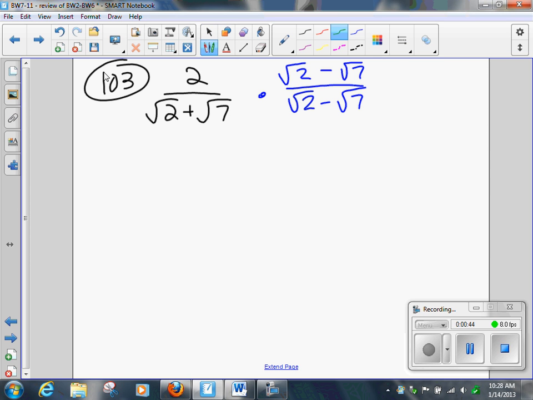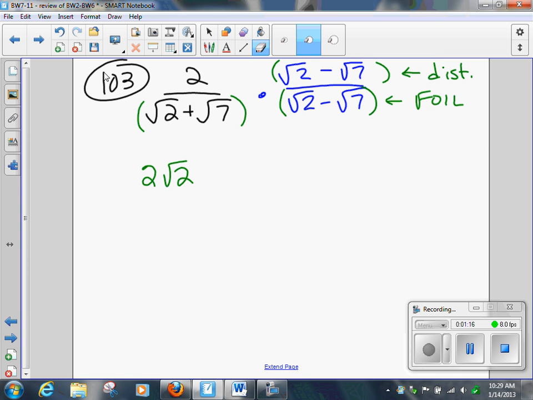So, folks, some of us had trouble, and it's apparent on the quiz that when you see this right here, you've got to distribute, folks. And when you see this right here, you got to FOIL. Whenever you see a binomial times a binomial, you've got to FOIL that thing out. Now, this is a special case when we get to do a little shortcut. 2 times root 2, 2 times, let me write this out.